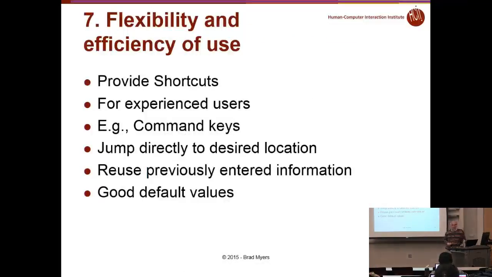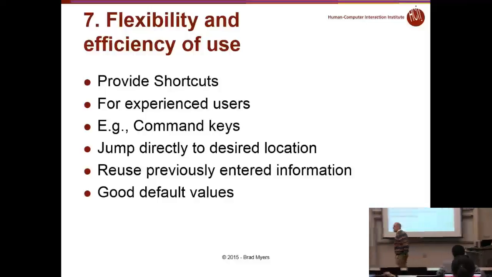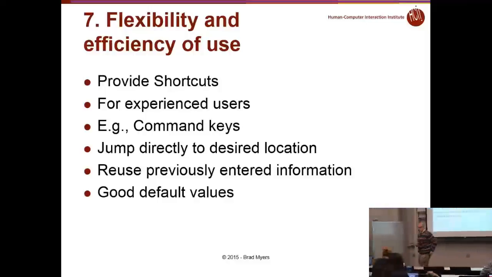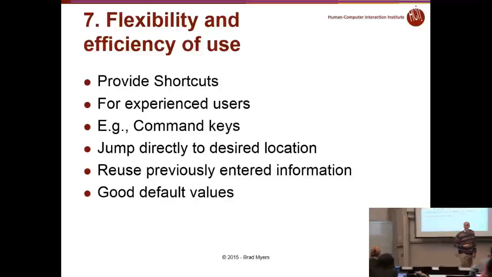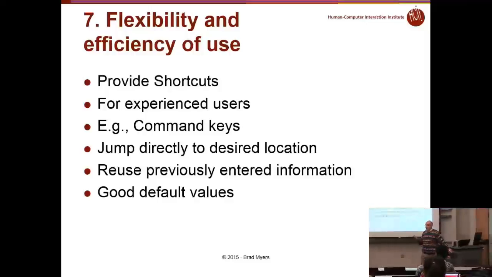The next one is flexibility and efficiency of use. The idea of this one is that your experts should be able to do things very efficiently. You want to have ways of letting people do things in an easy way if they know what they're doing. One example of this is having shortcuts. For web pages, you might have bookmarks that let you jump right into the middle of your interface, or for products.